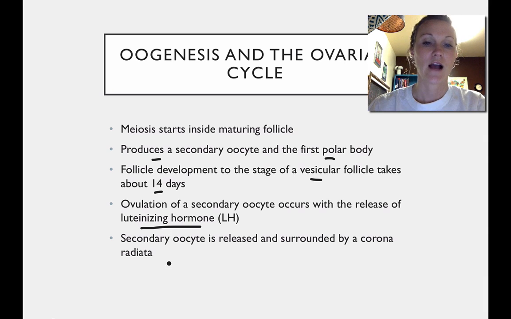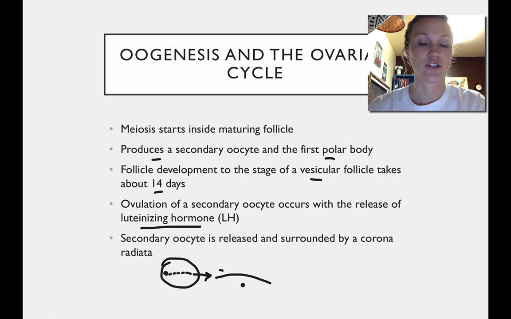Basically, inside of the ovary you'll have an egg that's being developed, and then eventually it will leave that ovary, and that's what we call ovulation. It'll go into the fallopian tubes. Then the secondary oocyte is released, and it's surrounded by another structure that helps it mature.